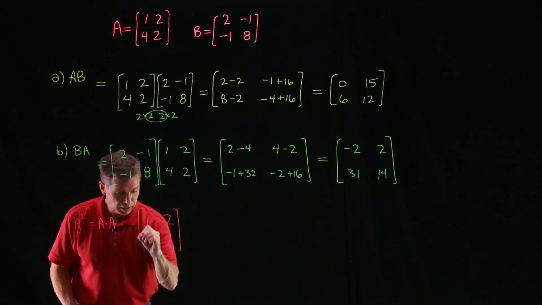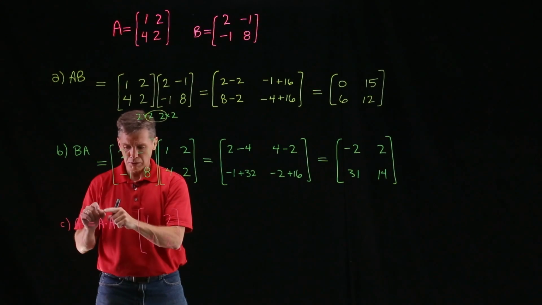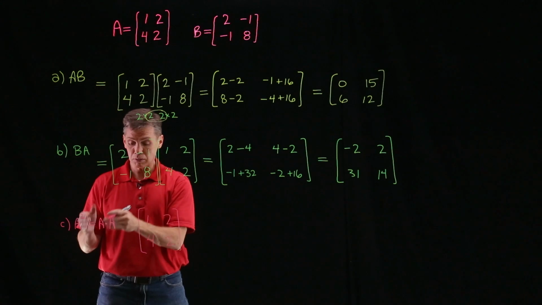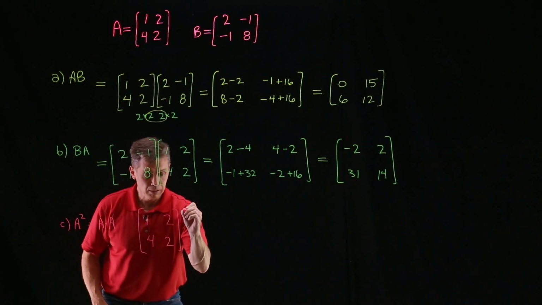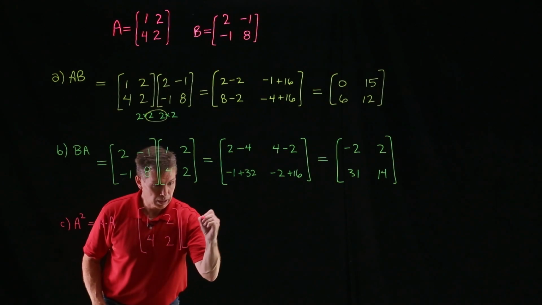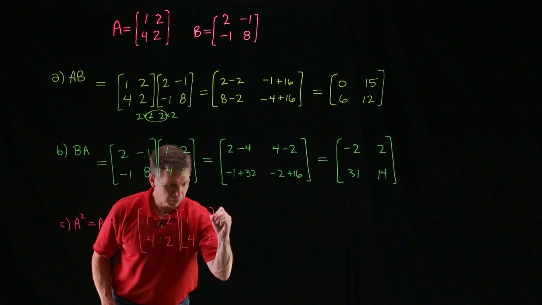So there's my matrix A. And because of the thought of what the exponent means, that's my first A. You also need to write the second A. So you're just writing A again. And now you're ready for your over and downs.